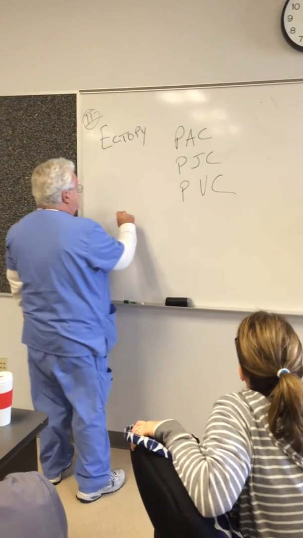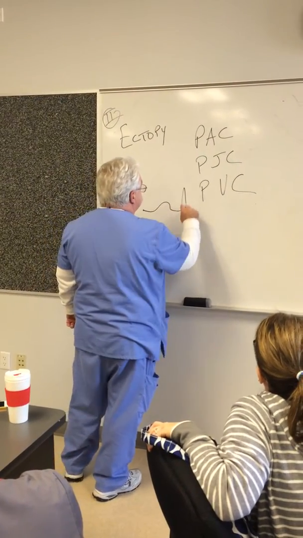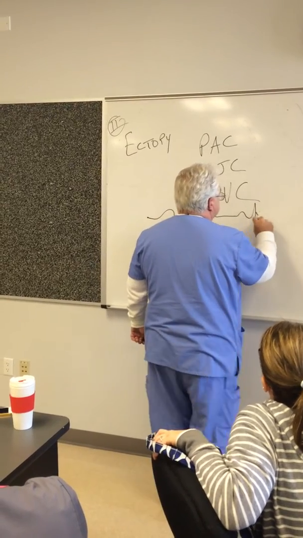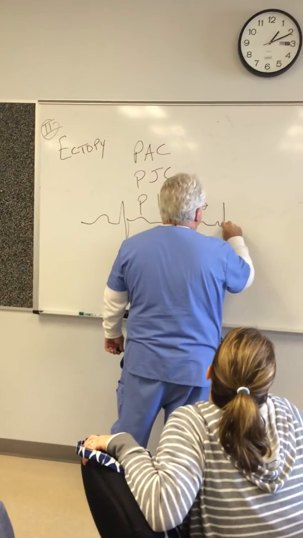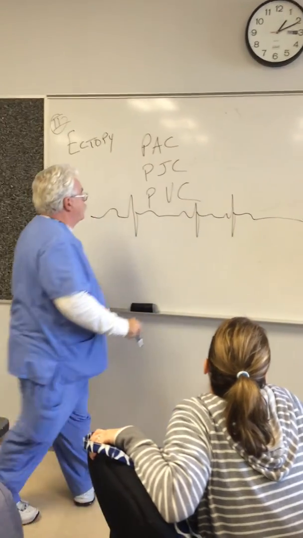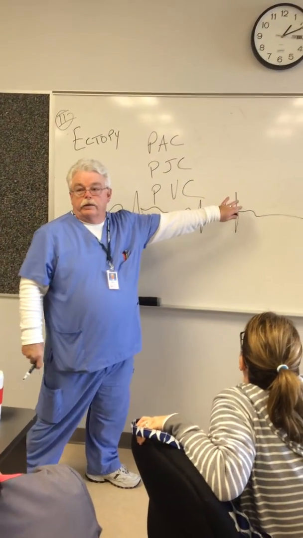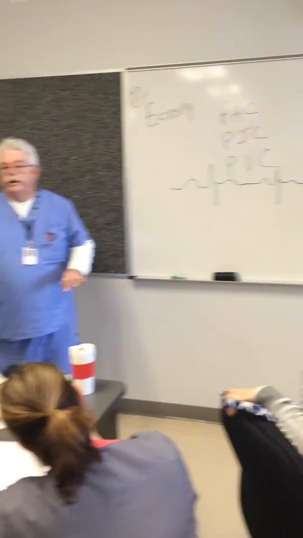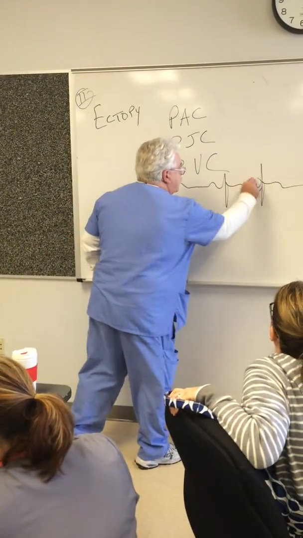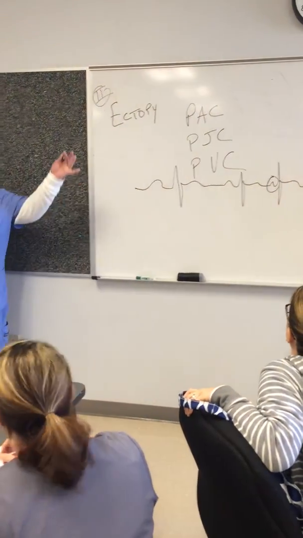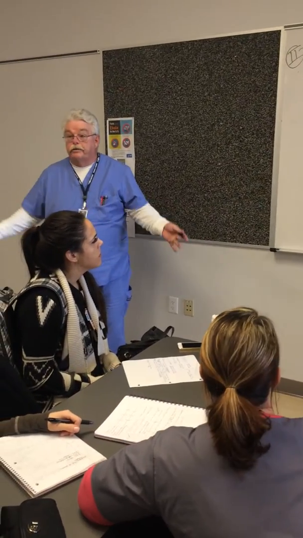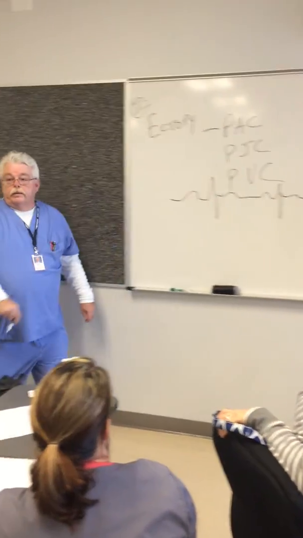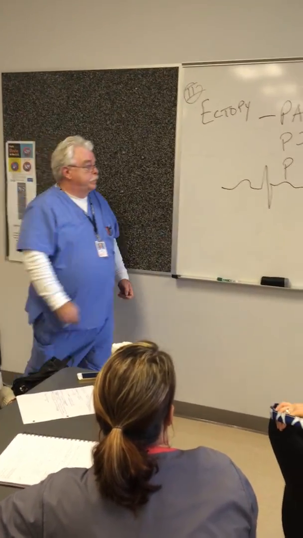See how this is regular and this is early? Premature. The premature contraction, right? You have a P wave here, so where's it coming from? The atrium. Only one place it can come from is the atrium. So which of these 3 is it? PAC. Not hard.